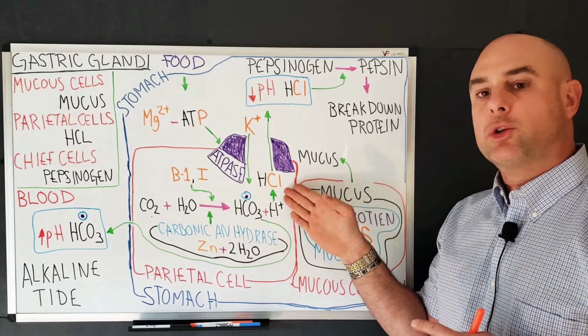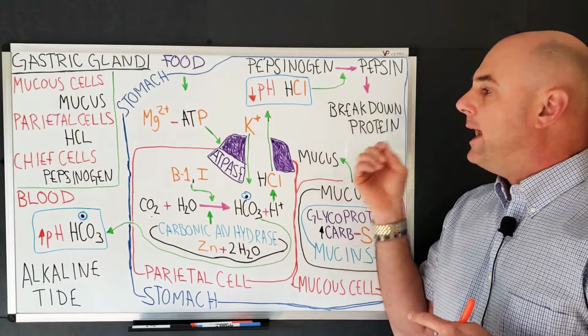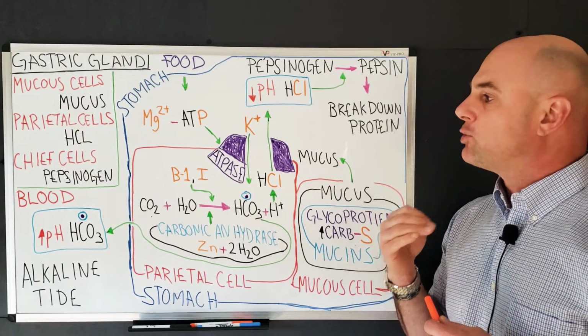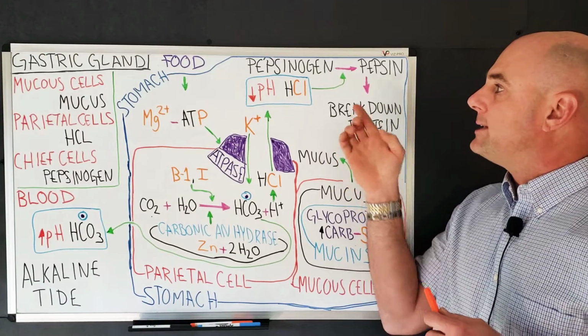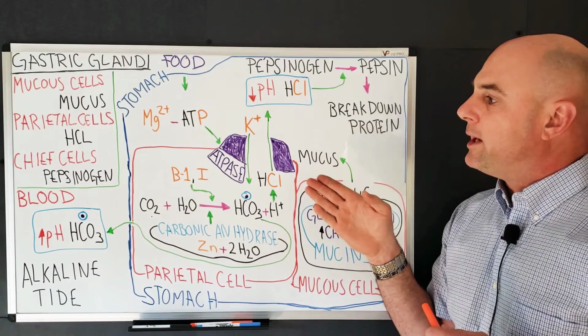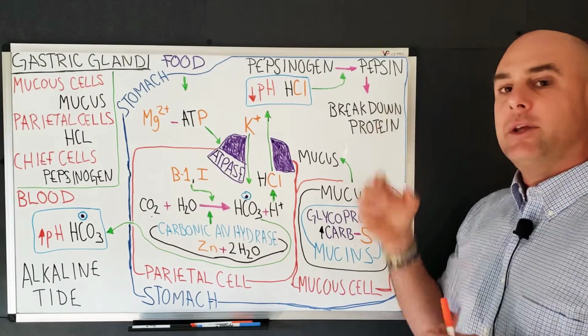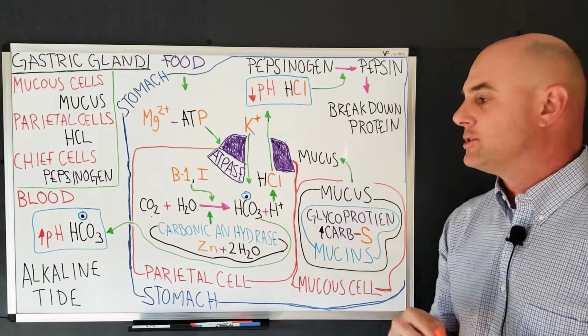Okay, so now we have hydrochloric acid outside of the cell, and that causes the pH of the stomach to drop. And when the pH of the stomach drops, it allows us to break down this pepsinogen, which is secreted by the chief cells, into the active form of pepsin. Now, pepsin is used to help break down proteins for us.